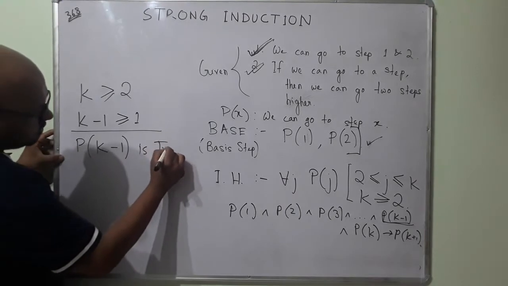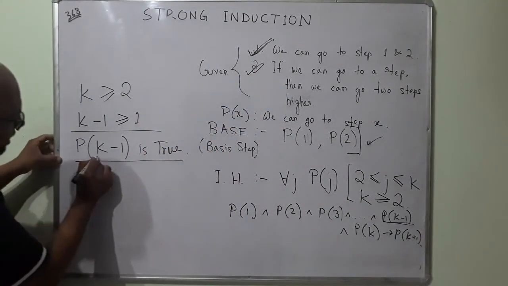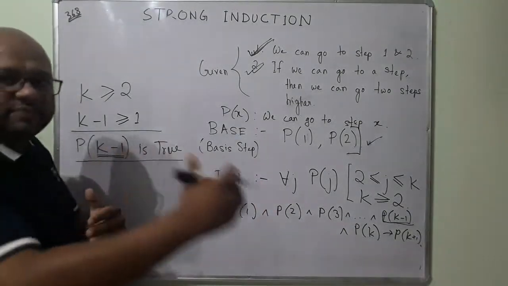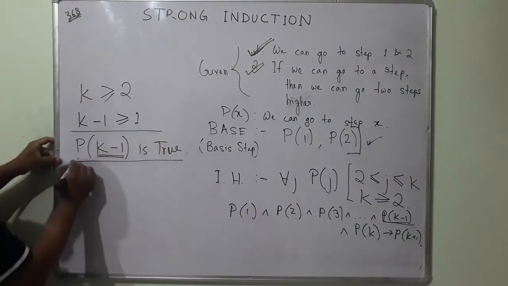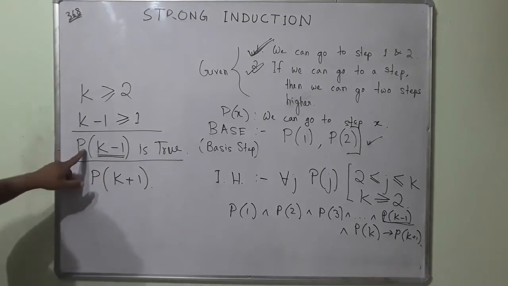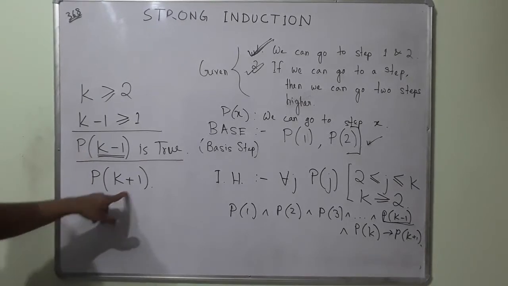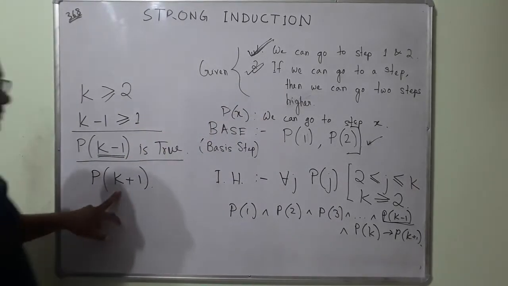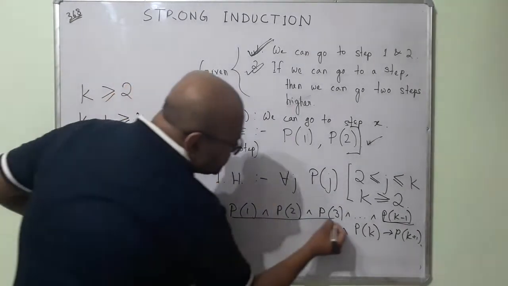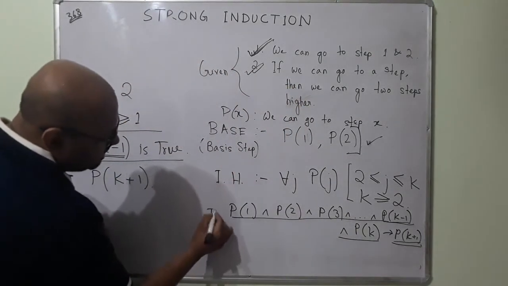Now if this is true, what do we know from point 2? From point 2 we know that if I can go to step k minus 1, I can go 2 steps higher. So k minus 1 plus 2 would be k plus 1, I can go to step k plus 1. I know I can go to k minus 1 because of my inductive hypothesis. Since I know I can go to k minus 1, I know because of point 2 that I can go to k plus 1. So what did I do? Under this assumption of my inductive hypothesis, assuming that all of these are true, I have proven that this is true. This is how I have proven my inductive step.